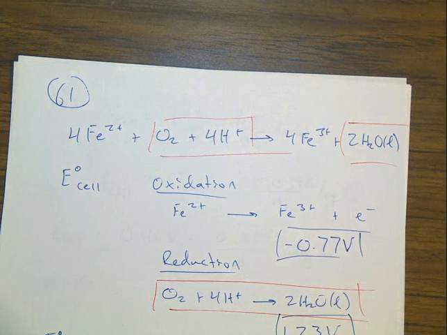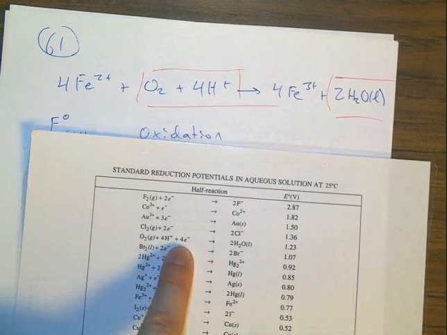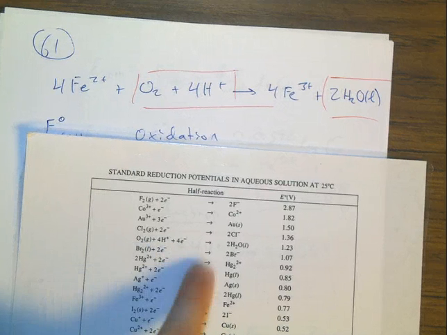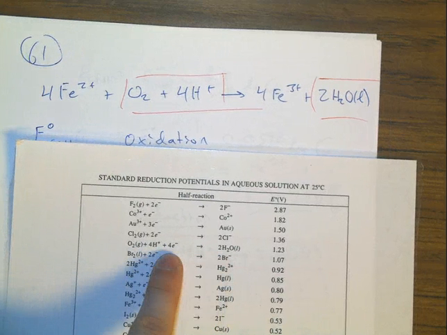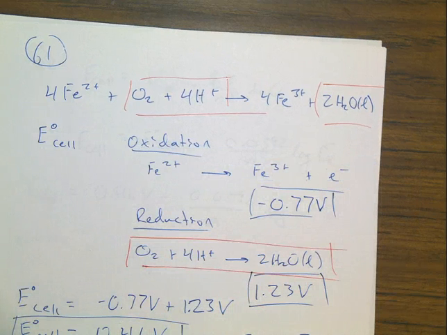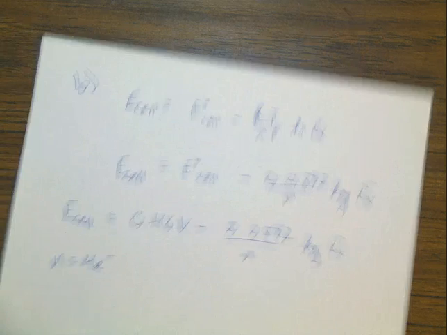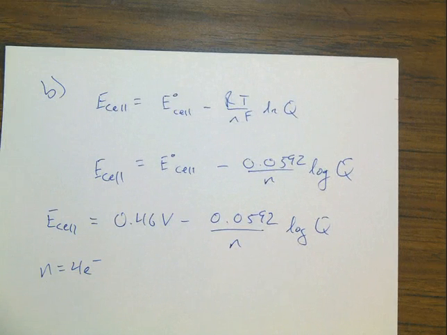On your standard reduction potential table, look for water. How many electrons are being added to these two to make water? 4. So it's 4 moles of electrons that are on the left side of my reaction. So N in this problem is going to be 4. So going back to this, it's 4 electrons. That's the way to figure it out.